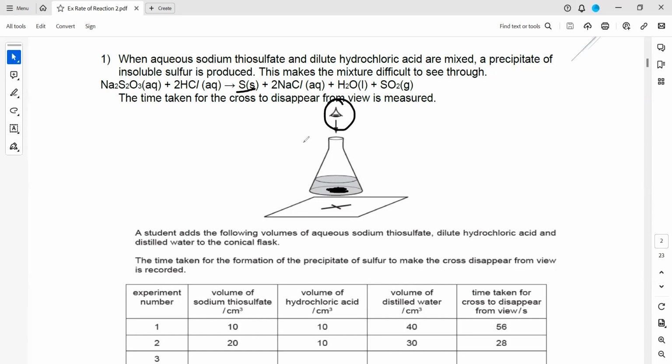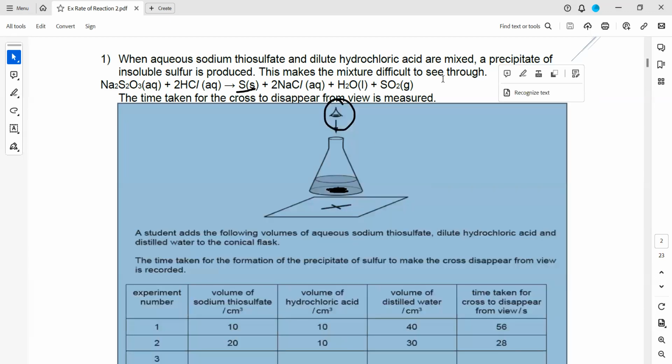The cross will disappear because the solution will turn cloudy. Light is not able to pass through the solution. That's why the solution turns cloudy, and we record the time taken by the cross to disappear. If you are using a high concentration of the solution, the cross will disappear faster. And if you use a low concentration solution, then the cross will take longer to disappear. So this is a method used to determine the rate or speed of reaction by recording the time taken by the cross or text to disappear.